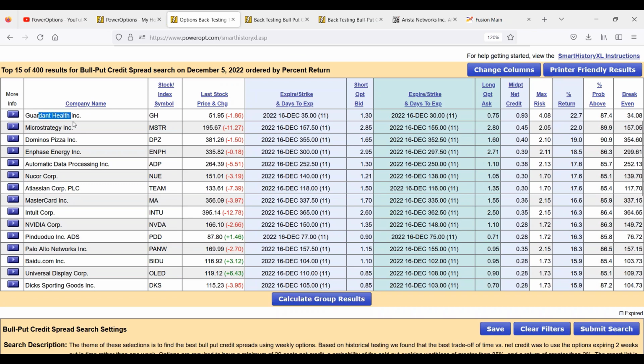So there's a variety of trades: Domino's Pizza, Guardant Health, Nucor, and you see my probabilities 87, 85 with returns up above 15.6%. Dick's Sporting Goods, Baidu, Nvidia. Ooh, that's probably going to get hurt. But again, open on December 5th with December 16th expiration, calculate group results.